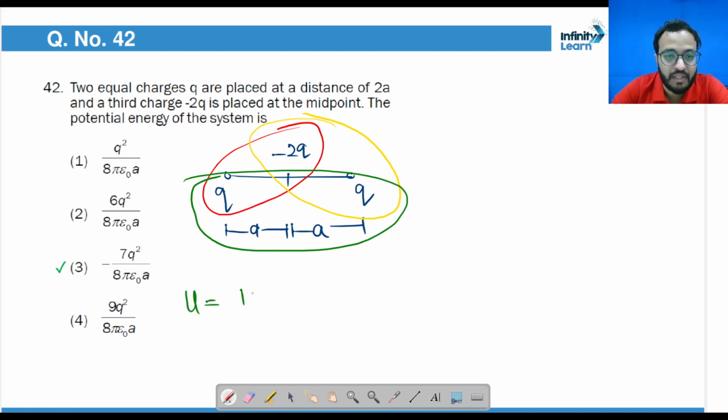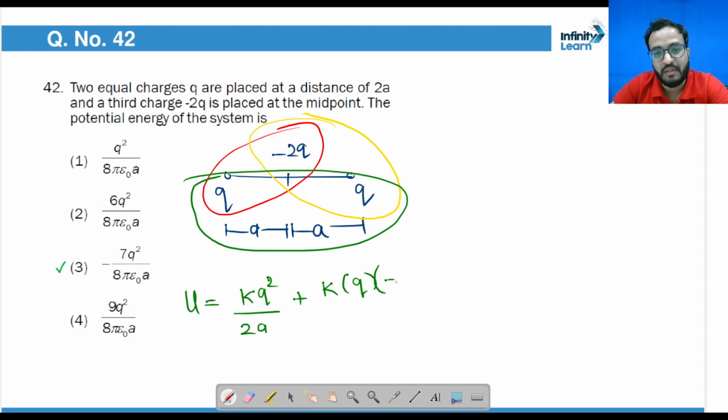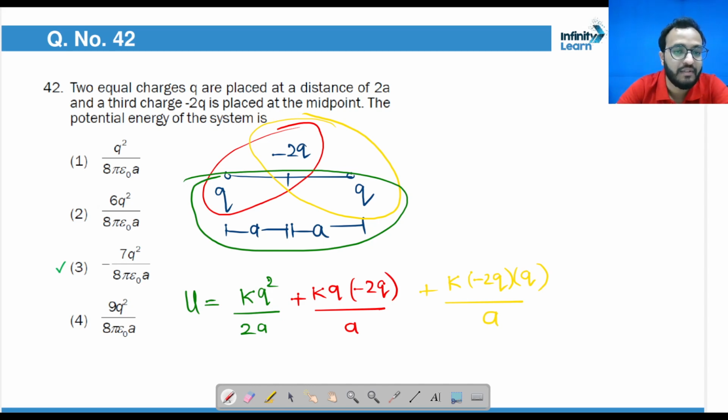So let's write down. Total potential energy will be K into q square upon 2a plus K into q into minus 2q upon a. I'll write with the respective color so that you can understand. Now one more is with yellow: plus k into minus 2q into q upon a again. Now you can add them and get the result.